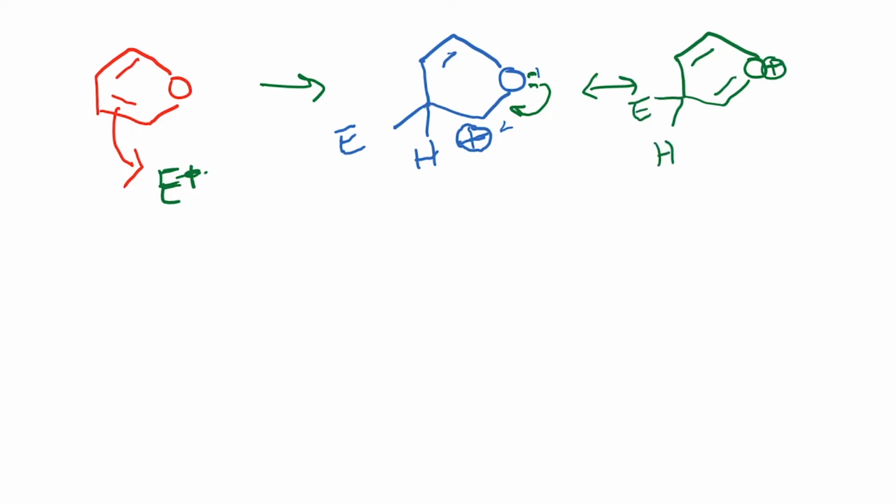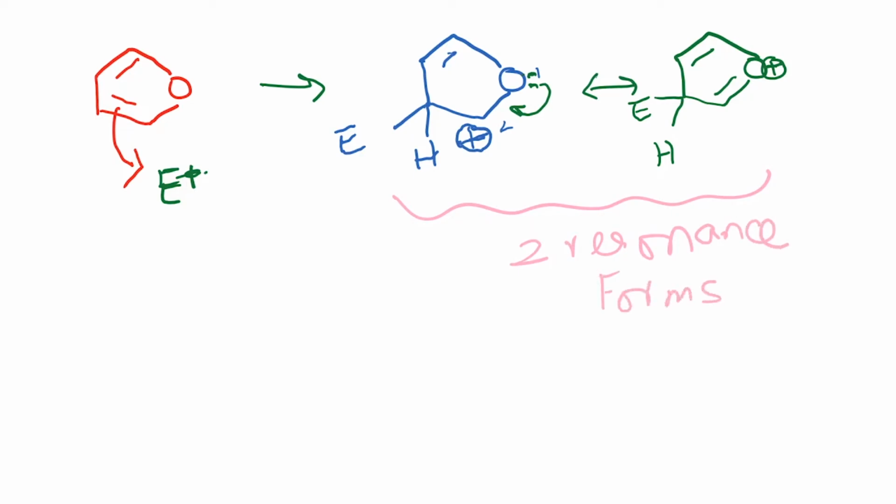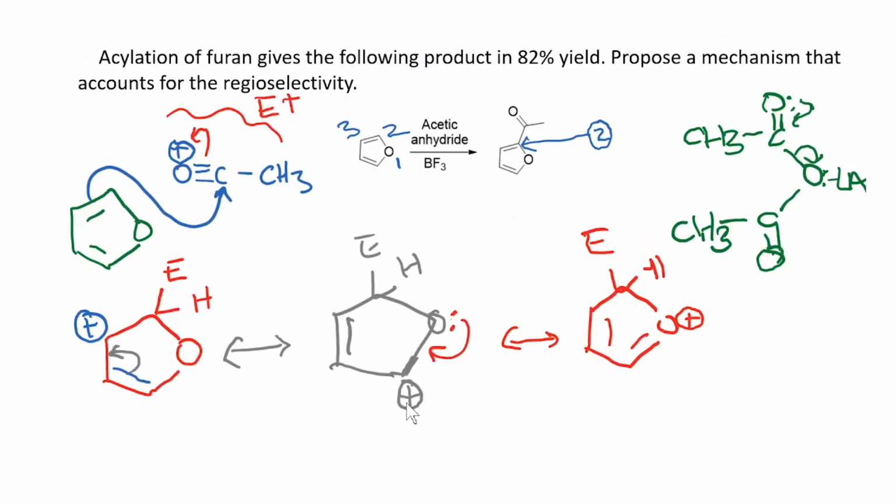However, if you look at the number of resonance forms here, you have 2 resonance forms, right? And if you recall from the previous case, it actually had 3 resonance forms. And so therefore, having 3 resonance forms as shown here is going to be far more preferred when compared to the situation where you have 2 resonance forms. So which is how we can account for the high yield of this product and regioselectivity.